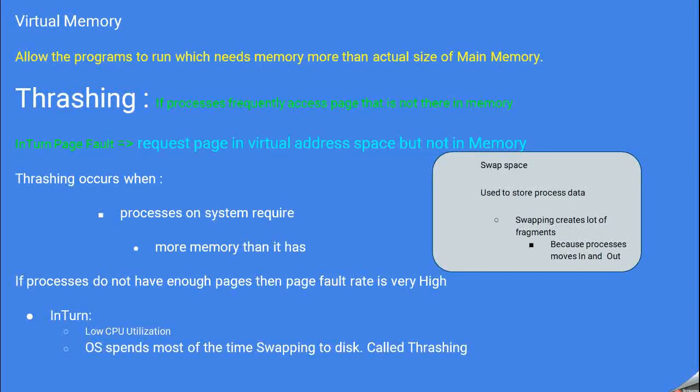So first of all, we should know what the swap space is. That means it is used to store the process data. It is just a temporary area where we store the data. Swapping creates a lot of fragments, because a lot of the processes move in and move out. Because again and again, if I am moving the processes from the secondary memory and loading them into the main memory, it can cause fragmentation. A lot of fragmentation it can cause, because the processes move in and move out.